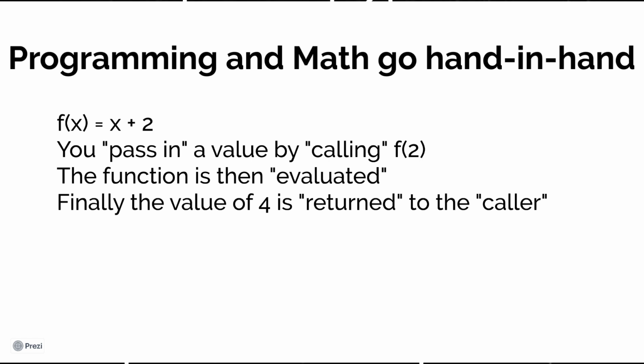I'm passing 2 into the function. The function is then evaluated. So we have 2 plus 2 equals 4. After all the statements have been evaluated, the value is returned to the caller. So wherever I had this f of 2 in my equation, it now evaluates to be 4, and execution can continue on.